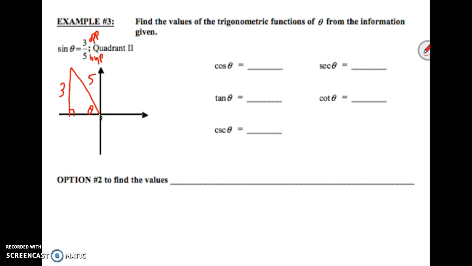To find our missing leg length, we can either understand what the Pythagorean triple is, or we can use the Pythagorean theorem. We do so just by taking x squared plus 3 squared equals 5 squared. So x squared equals 25 minus 9. X squared equals 16, so x equals square root of 16, which is 4. And since we're in quadrant 2, we know we have to move left 4 to get up to our terminal point. So the 4 is negative.